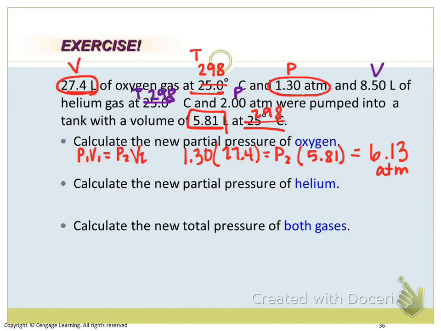Okay, so this is oxygen only. In the new container it has a pressure of 6.13 atmospheres.